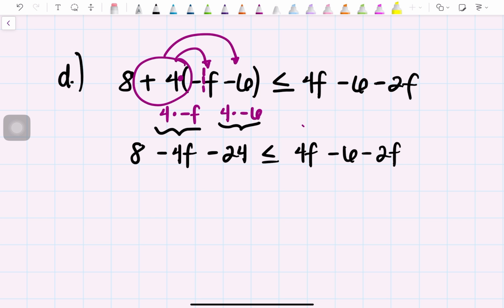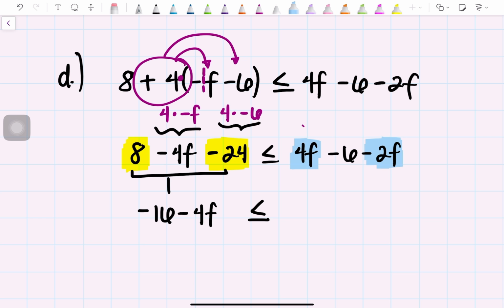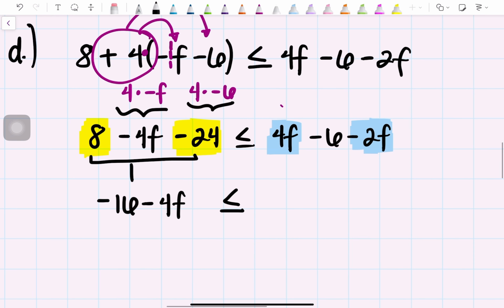All right. From this case, guys, let's go ahead and combine like terms. And I can actually combine on the left-hand side an 8 and a negative 24. These subtract. So it's actually going to give me a negative 16 minus a 4f is less than or equal to, on the other side, I could combine a 4f minus a 2f. So then that would give us, in this case, guys, a positive 2f minus a 6.